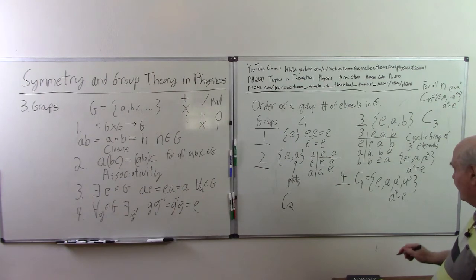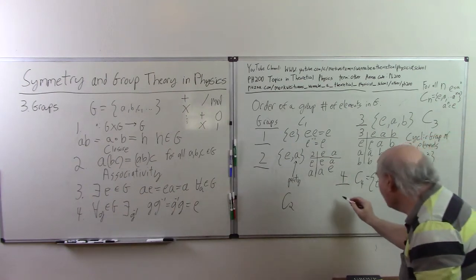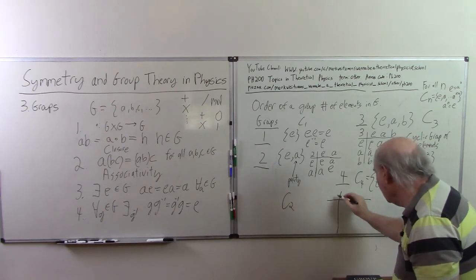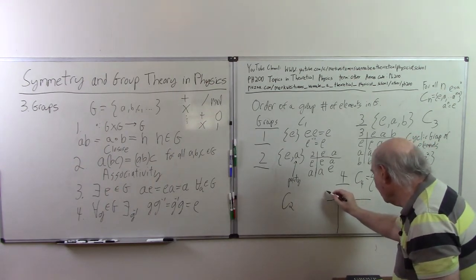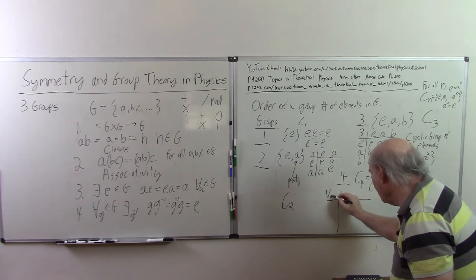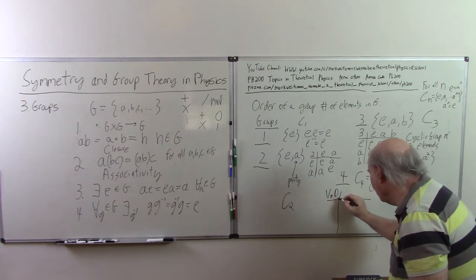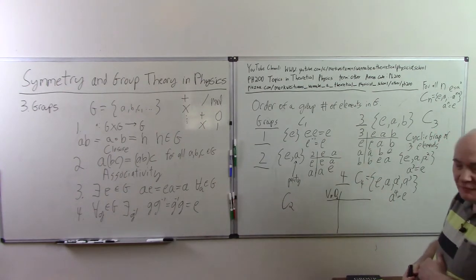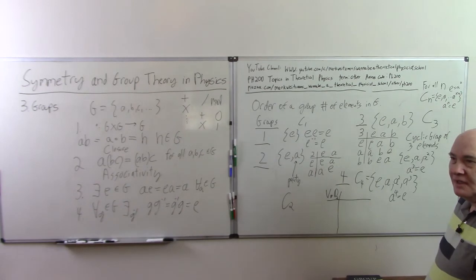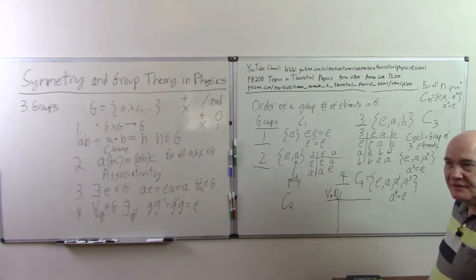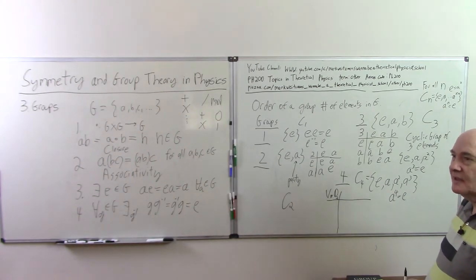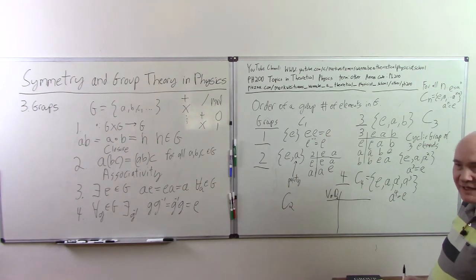But there's another group of 4 elements. And I want to get to this other group. I'm going to call this V. The group has two names. It's called V. It's like the Klein 4 group. Felix Klein was a mathematician in like the 1850s, 60s, 70s, I don't know, somewhere around there. And he did a lot of work on group theory and geometry, called the Klein Erlangen program.